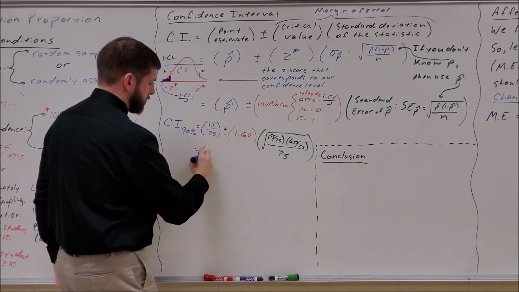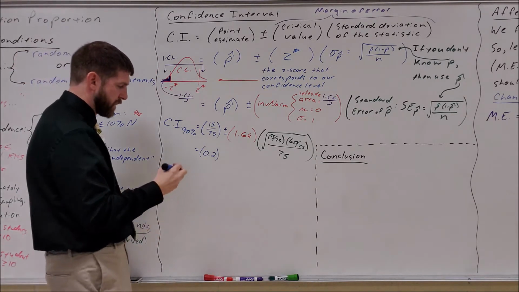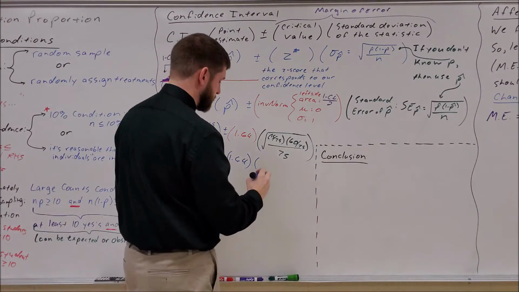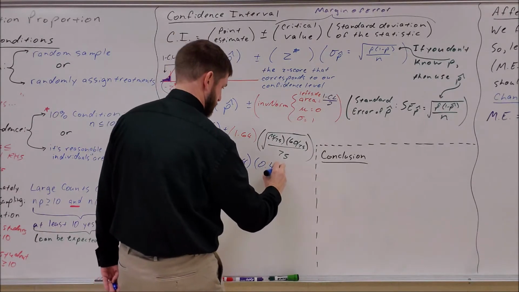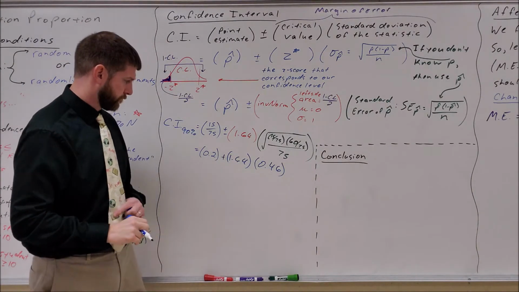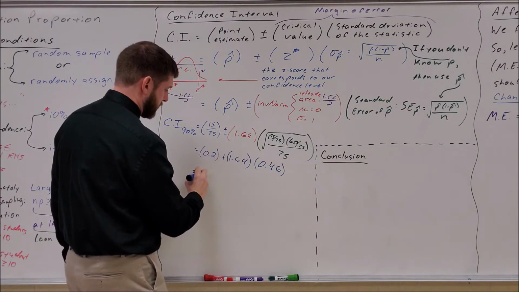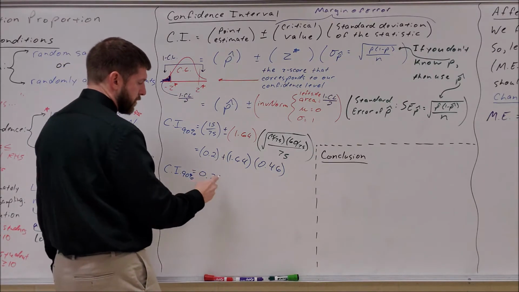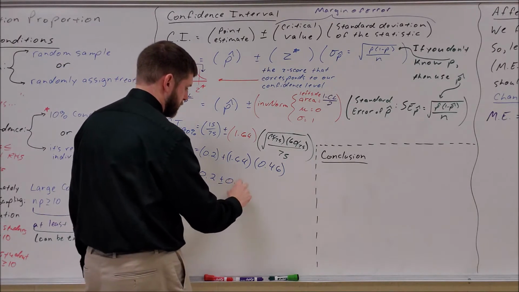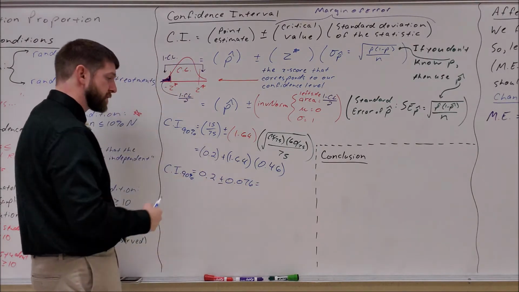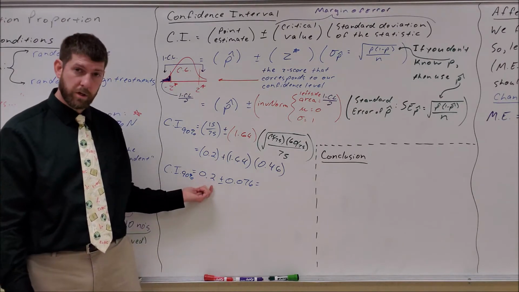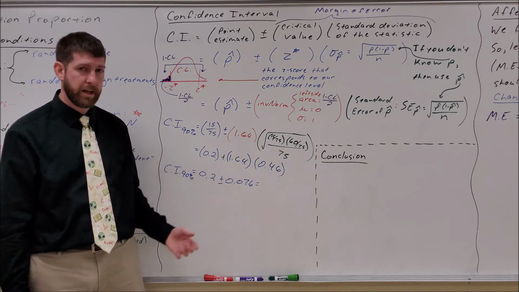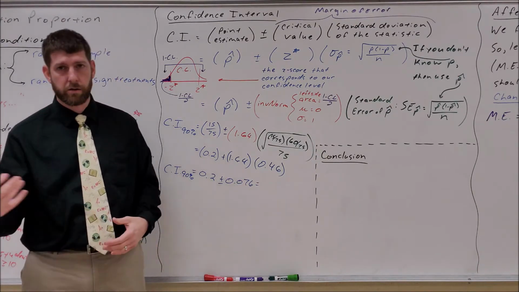So when I do the arithmetic on this, we get 0.2, so 20% of our sample went to the game, plus 1.64, our critical value, times the 0.046. From there, we just keep calculating, and we end up getting a confidence interval of 90%. That's 0.2 plus or minus 0.076. So you'll see your confidence intervals written like that a whole lot of the time: 20% plus or minus the margin of error 7.6%. So our sample came out 20%, but we know that reasonably it could have been 7.5% smaller or 7.5% bigger.